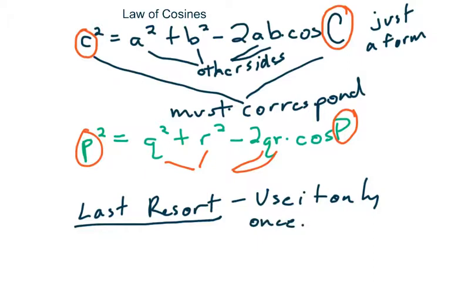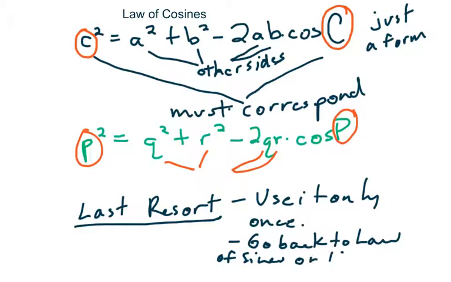Because if you can use the law of cosines and you're solving for a side or an angle, that means by the end of it, you'll have a corresponding side and angle, and then you can go back to the law of sines or the 180 rule. And they're just nicer to use, okay? So let's flip the page here and do an example.